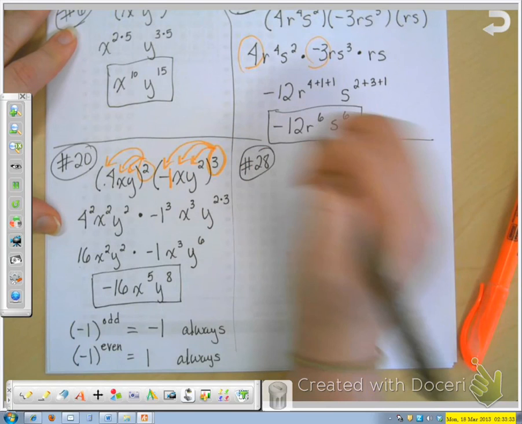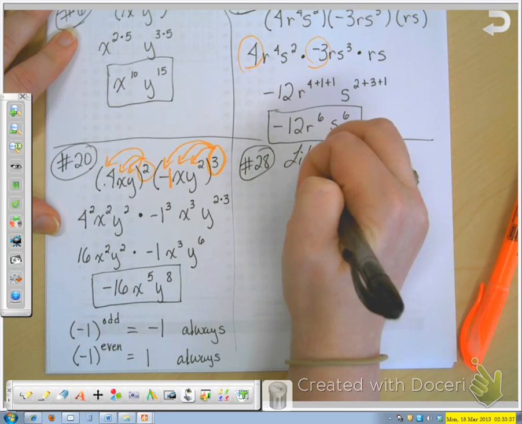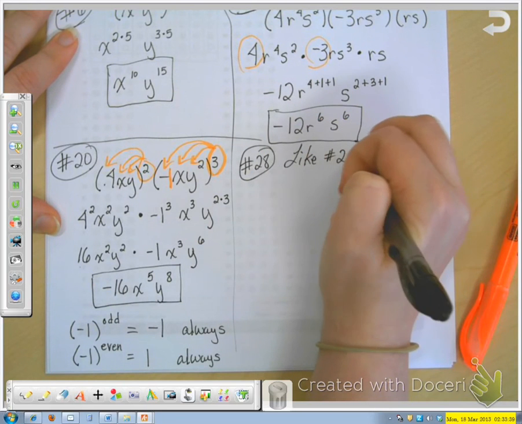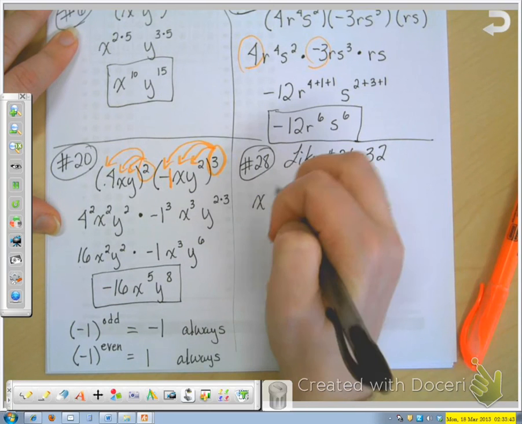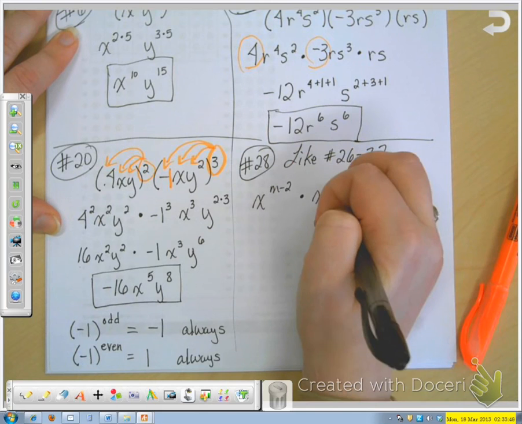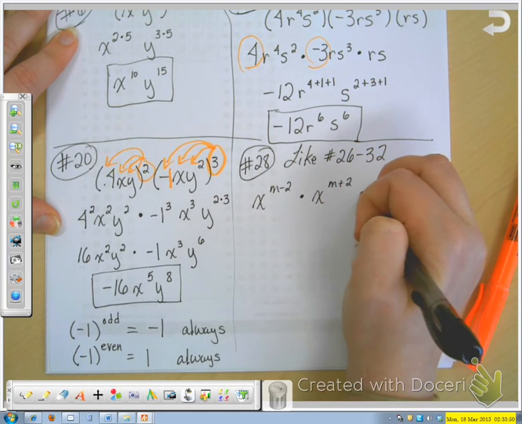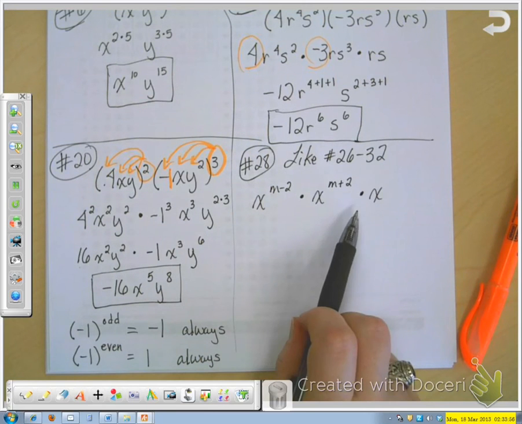Let's do one more problem. These are my challenge problems. This is like numbers 26 through 32. Okay, we're actually going to look at number 28. Okay, so I have x to the m minus 2, x to the m plus 2 times an x. Now I notice these beautiful little dots. Those little dots tell me it's a multiply problem.